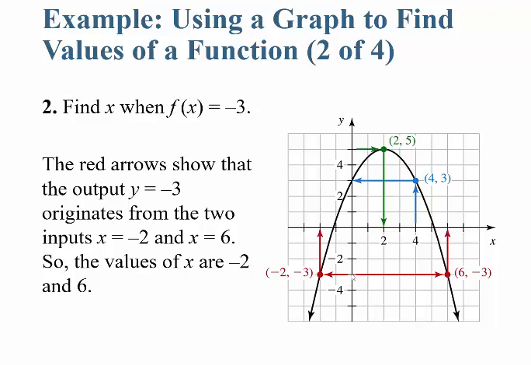And what I'm going to do is I have to backwards find the x values. So I'm going to go over until I hit the graph. I'm going to go down. So one possible value here is 6.